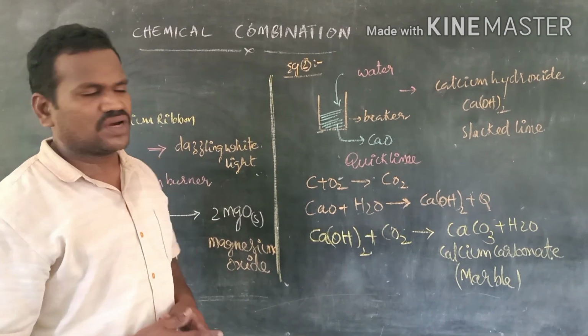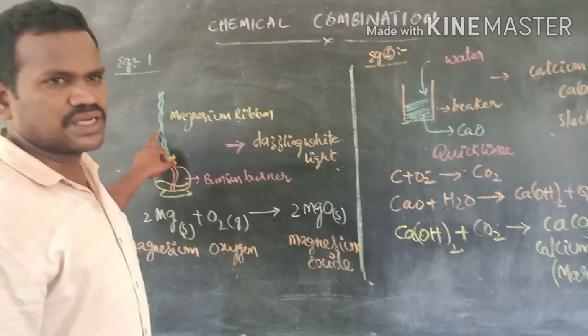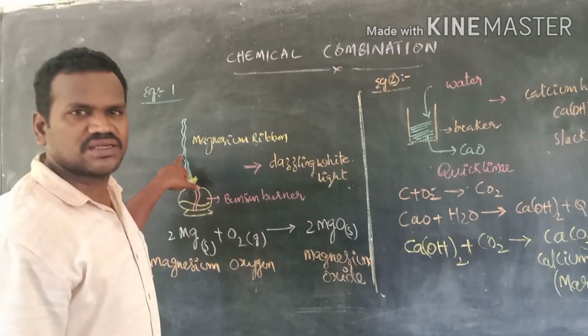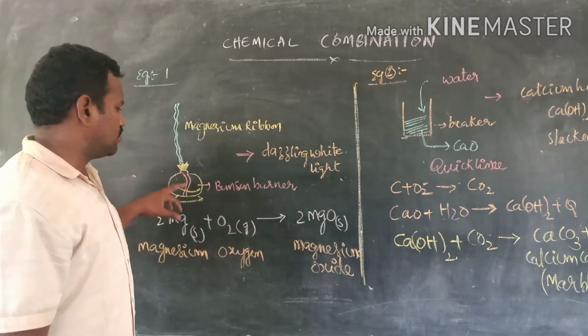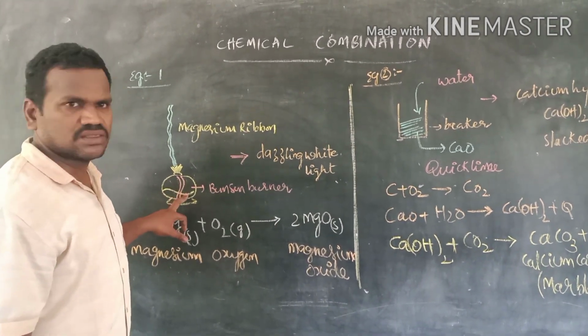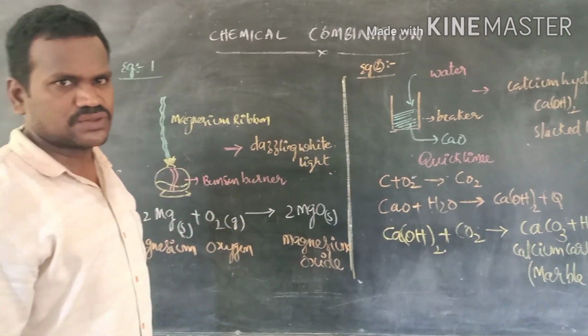The first activity we are going to do is, we are going to take a magnesium ribbon. We will hold the magnesium ribbon using tongs, and then we will burn the magnesium ribbon using the Bunsen burner. Then we may observe what happens.